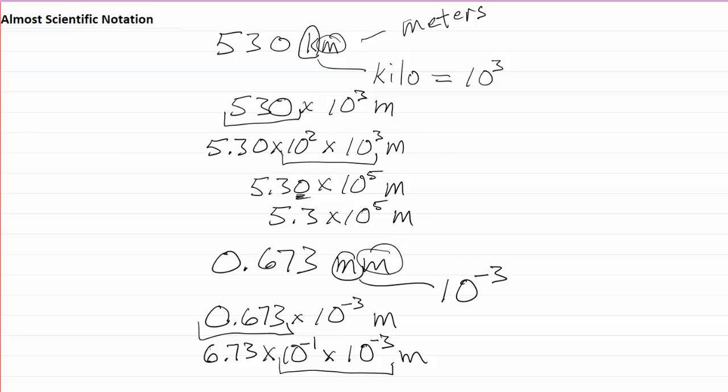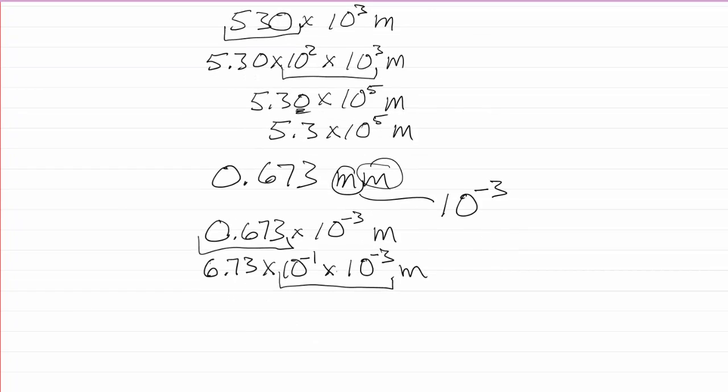Now I can combine these two. 10 to the minus 1, 10 to the minus third, that would be 6.73 times 10 to the minus fourth meters. And I've converted that 0.673 millimeters into scientific notation with just plain meters. And I might need that number for some particular reason. Let's do one more.